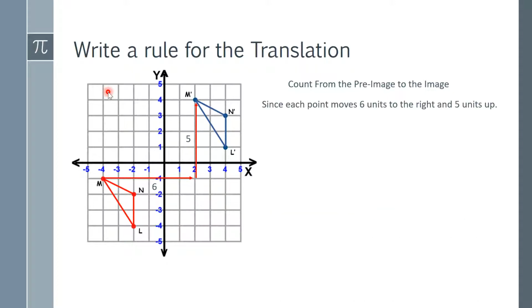Since each point moves 6 units to the right and 5 units up, as an arrow notation, this would be xy moves to x plus 6, y plus 5. As the vector notation, this would be the translation of 6, 5 of triangle LMN is the same as triangle L prime, M prime, N prime.